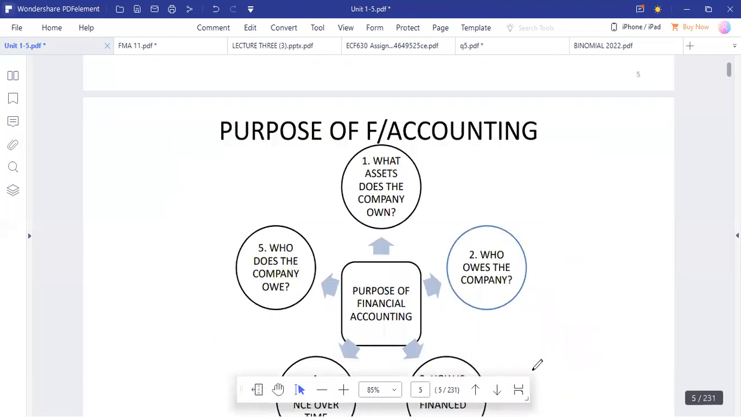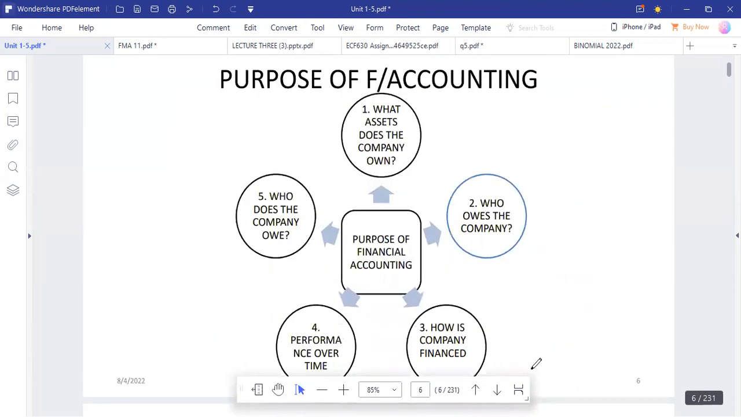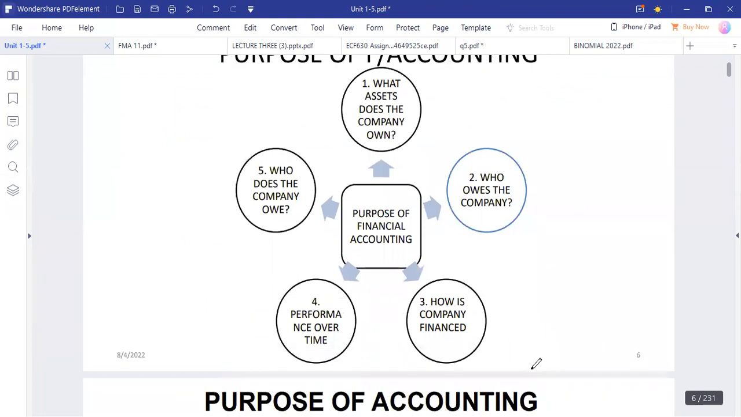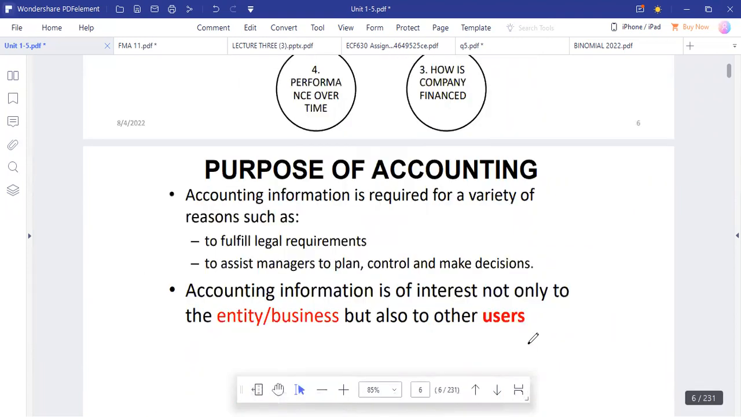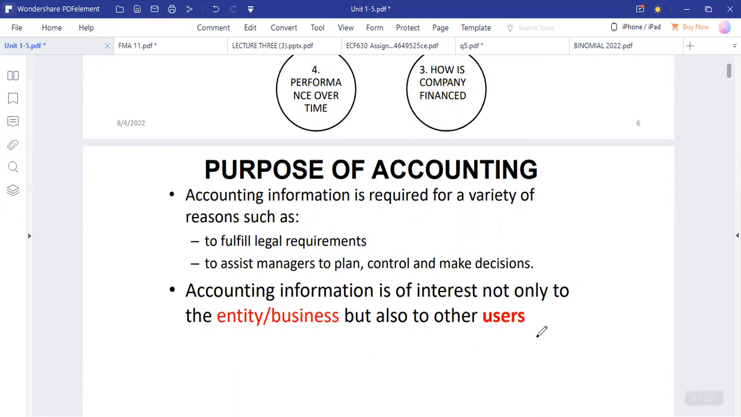So the purpose of financial accounting. So we want to understand the key purpose of financial accounting. To start with, accounting information is required for a variety of reasons. Number 1, to fulfill the legal requirements. Number 2, to assist managers to plan and control.